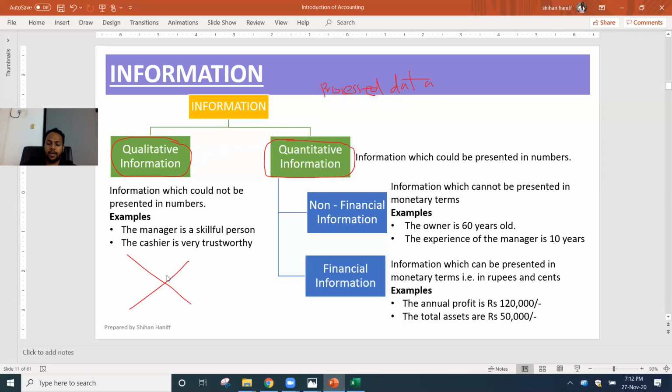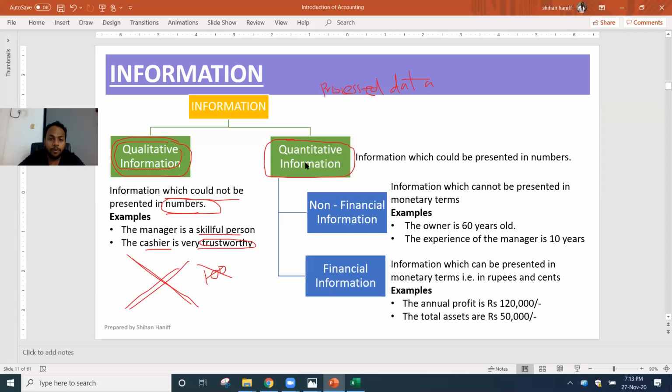And we don't take qualitative information. What is meant by qualitative? Qualitative means information which could not be presented in numbers. If there is no number in the information, we call it qualitative information. For example, the manager is skillful. Let's say in a business, there is a manager. He's a very skillful person. He has a number of years of experience. He's very talented. But do you provide that information? No. The cashier of the business is very trustworthy. This information is very important for the business, but you don't provide it. Why are you not providing? Because it is only qualitative. No numbers, so you can't provide it.